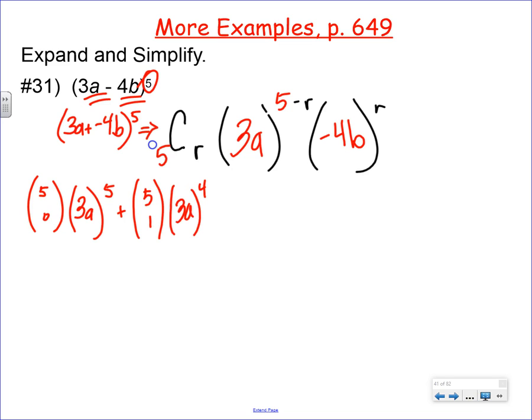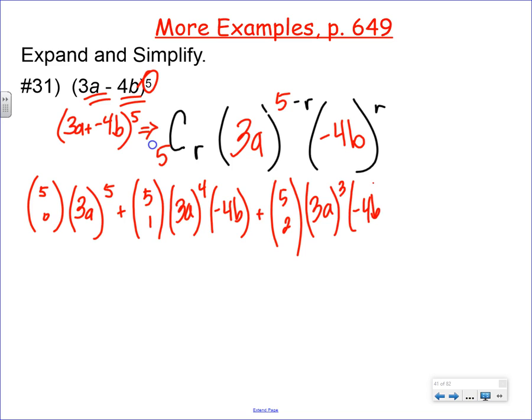Who's going to show up now? Yeah, well, careful. The negative 4b, right, is now raised to the 1st power. Plus 5C2. What power is 3a going to be raised to now? What power is negative 4b going to be raised to now? Good.